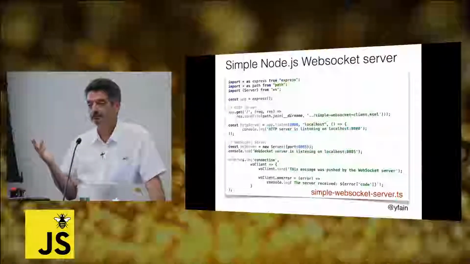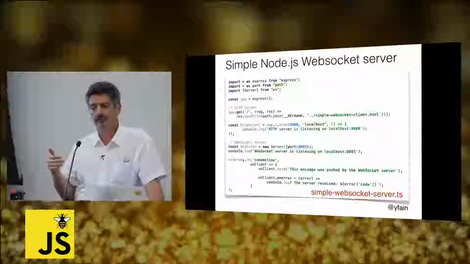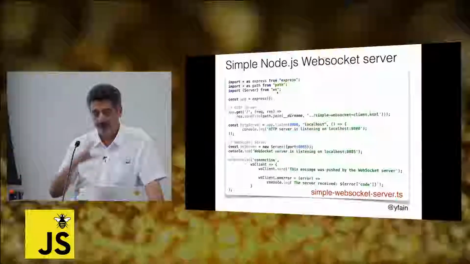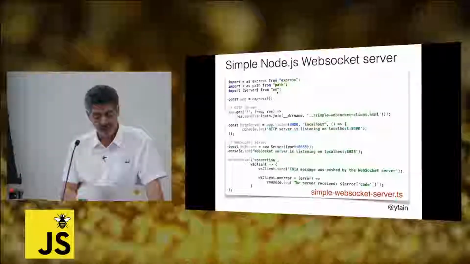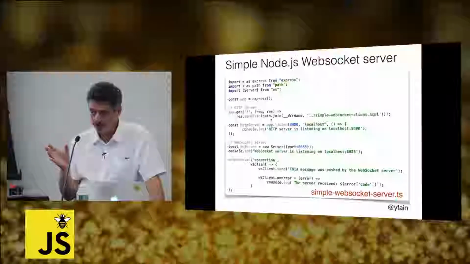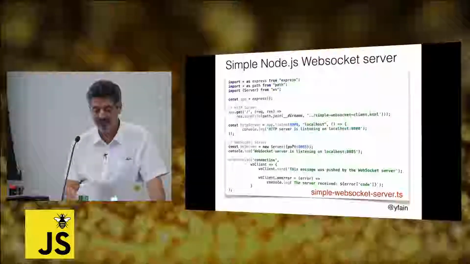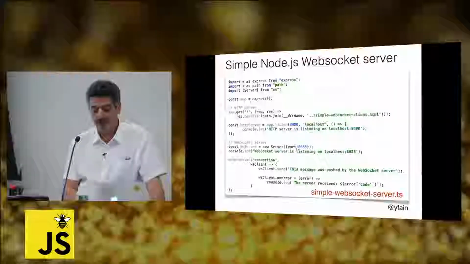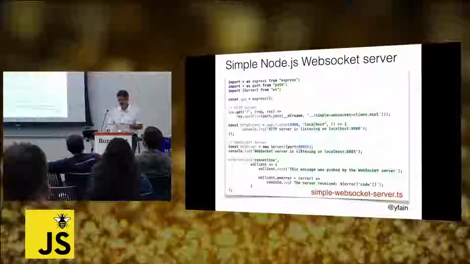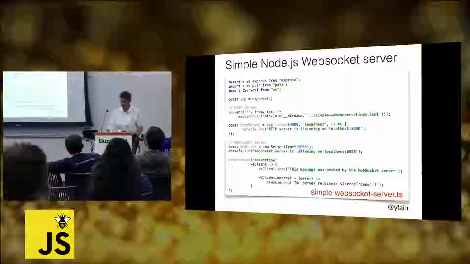How do I create it on the Node server? There are different packages that Node supports. The one that I was using is called ws. You can download it from npmjs.org. And what do I do here? First of all, I start a regular HTTP server on port 8000, and then I start the WebSocket server on port 8085. I could have started both of them on the same port if I wanted to. So two servers are up and running.